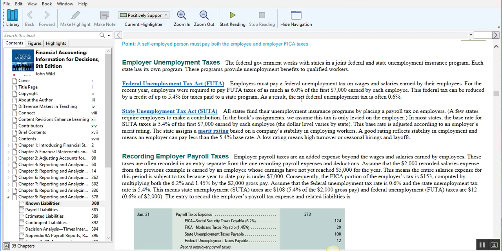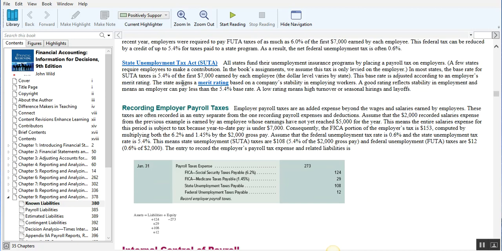As a result, if you're paying 0.6% on $7,000, it's a very small amount, and as a result of that, you only file the FUTA tax once a year. State unemployment tax is going to be computed monthly or quarterly, depending on the size of the employer and the amount that's due.